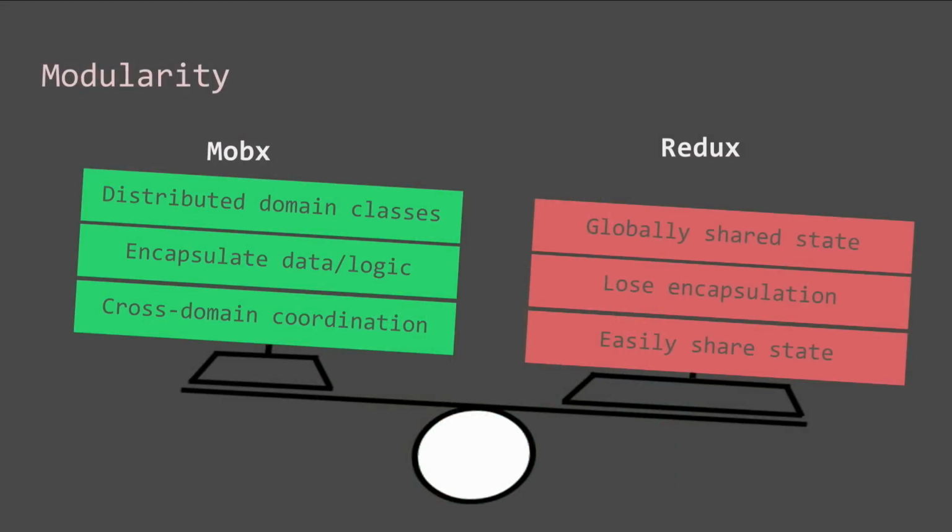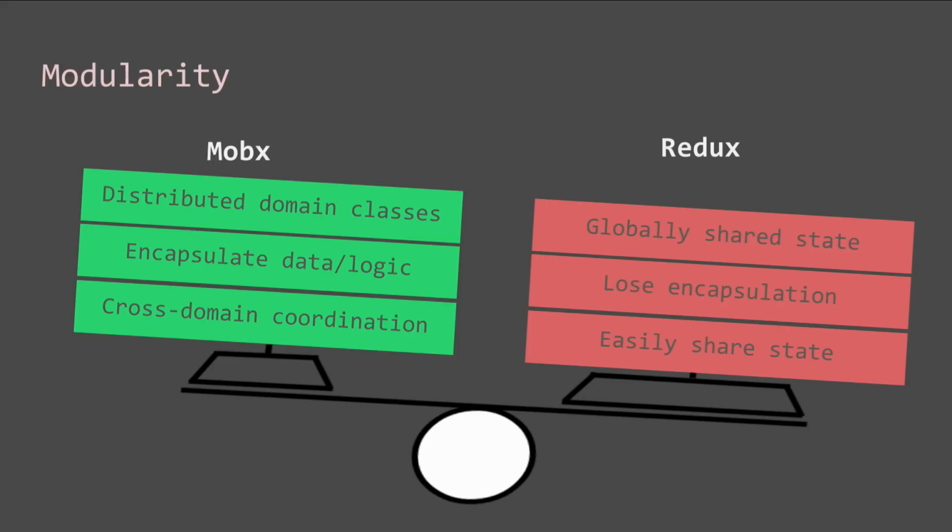Modularity. So this is a fun one because I'm trying to explain. Mobx definitely gives you modularity the object-oriented way. Because of the whole distributed domain classes, it does give you that kind of modularity. But the one thing to remember is that with Redux, even though it's globally shared and not necessarily modular, sometimes we want modular code, but in the front end, it's inevitable that your components are going to want to share state.